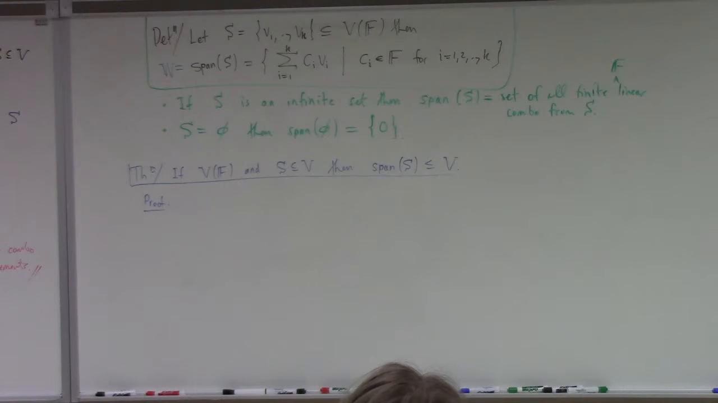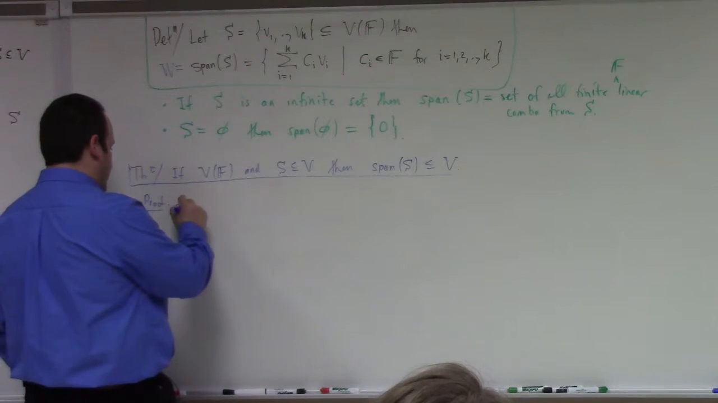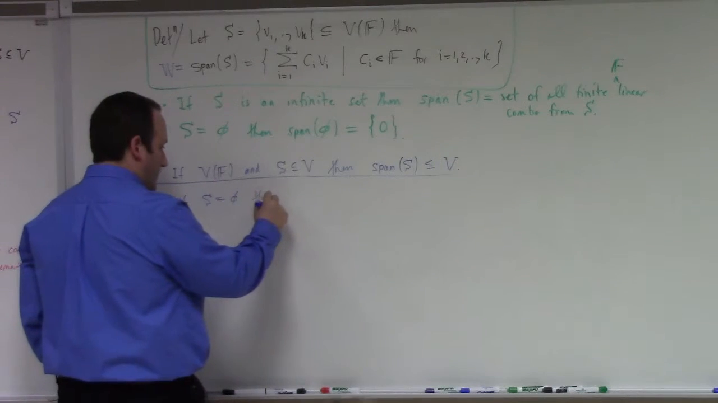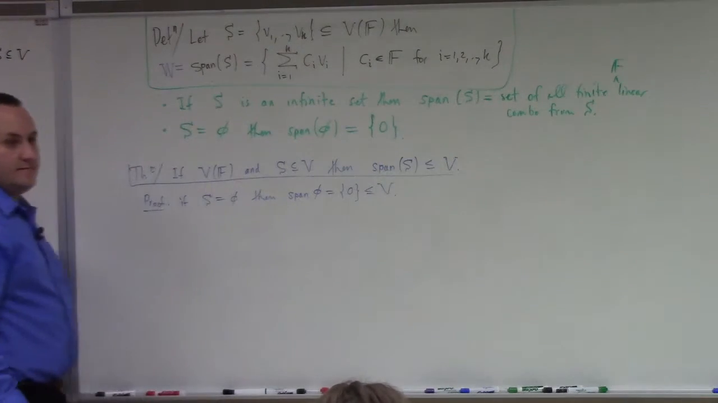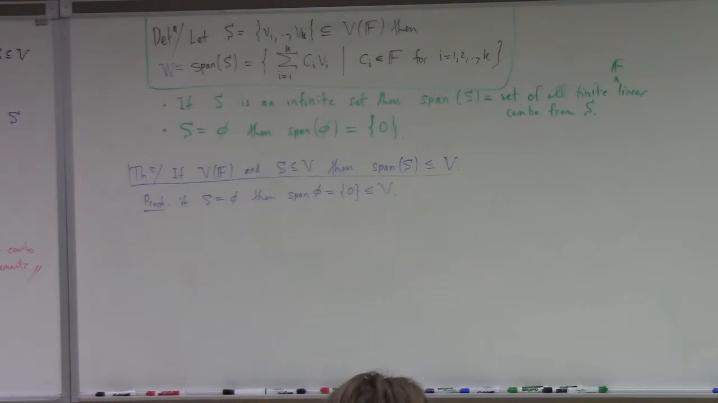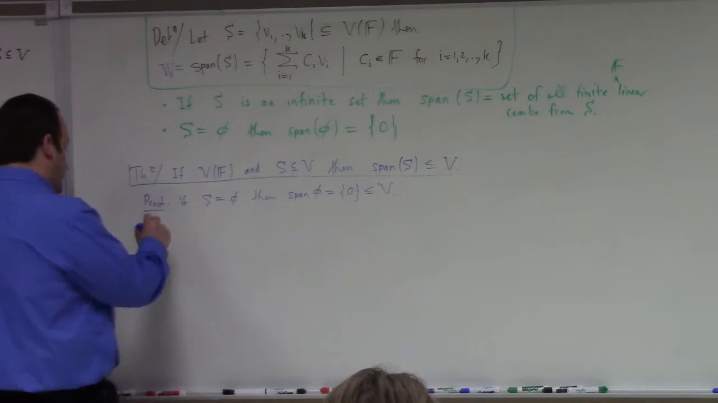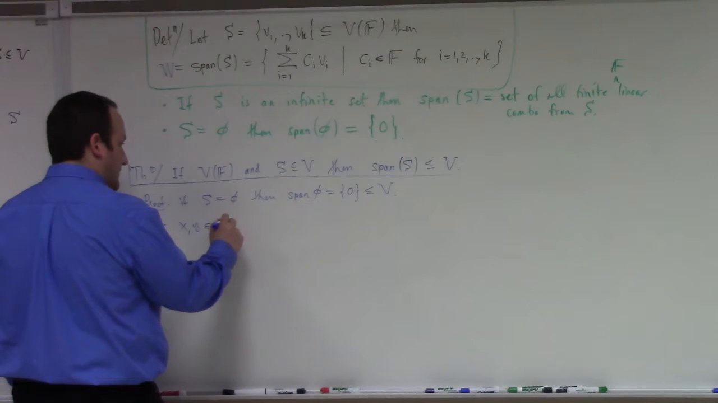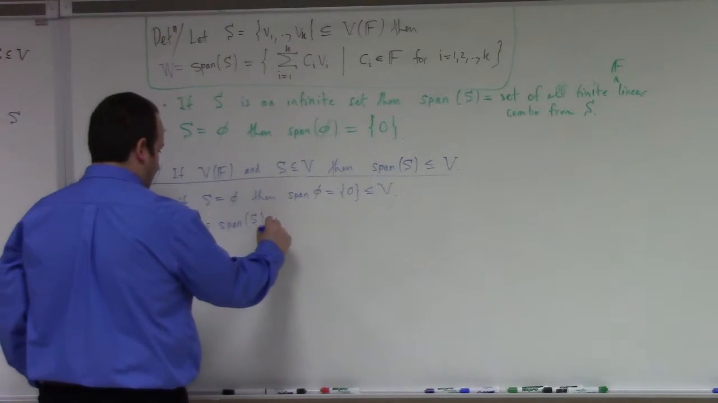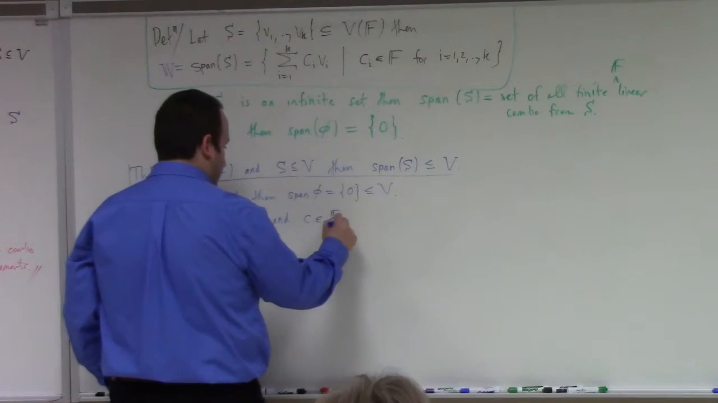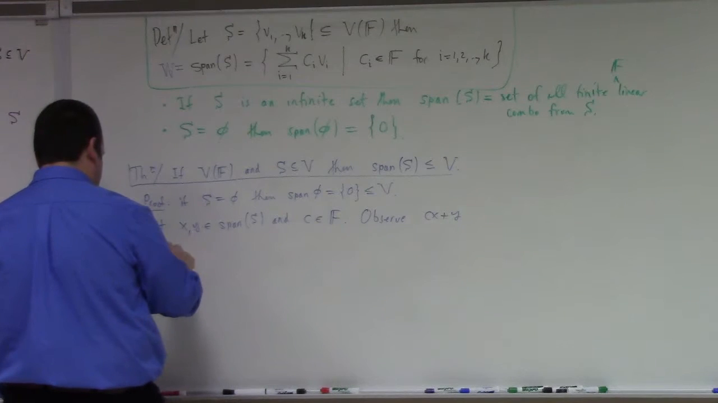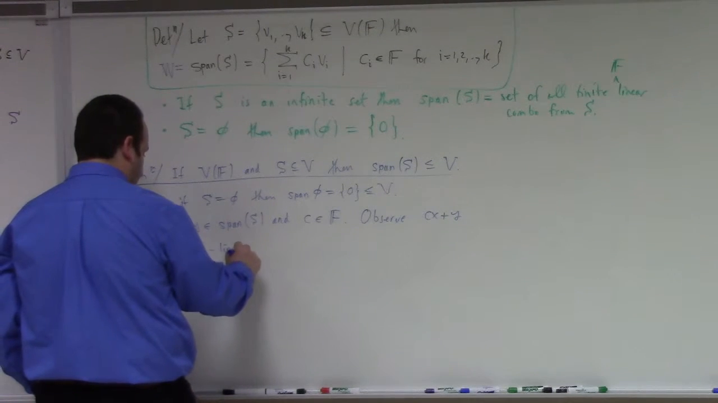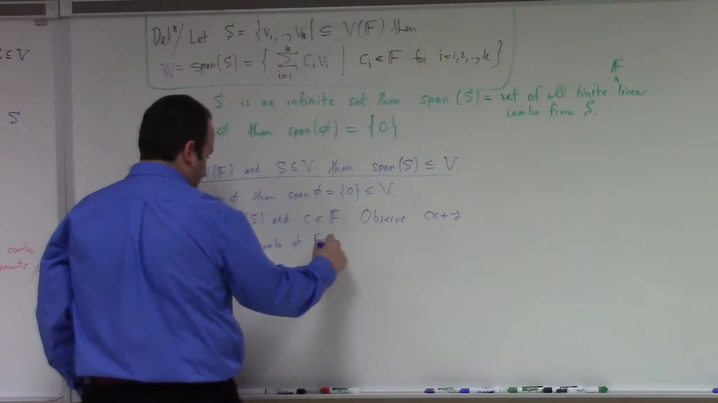so what do we do? First of all, let's take care of one case. If S is equal to the empty set, then the span of S is what? The span of S is just 0, which is, by the way, a subspace of V, so we're done. Otherwise S is non-empty, and so you can say let x and y be elements of the span of S, and you can take c an element of the field. Observe that cx plus y is an F linear combination of what? Of F linear combinations.